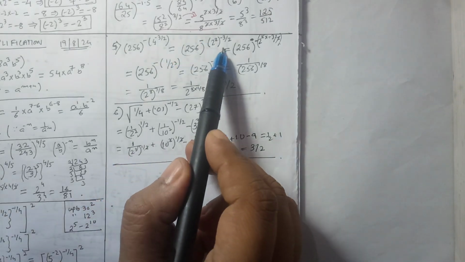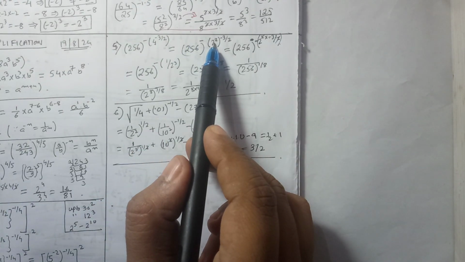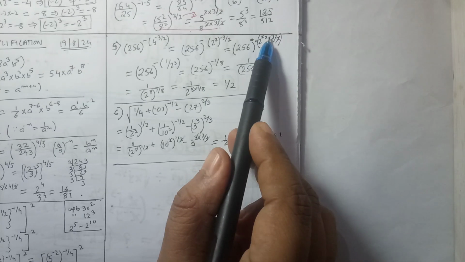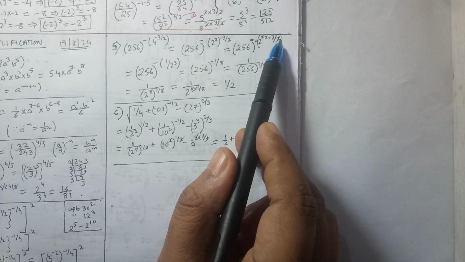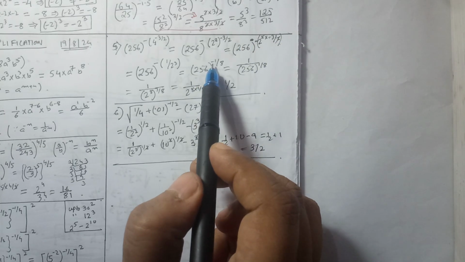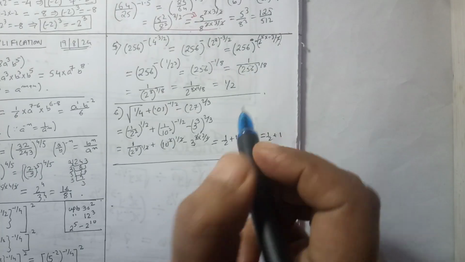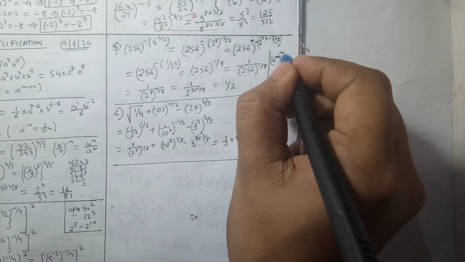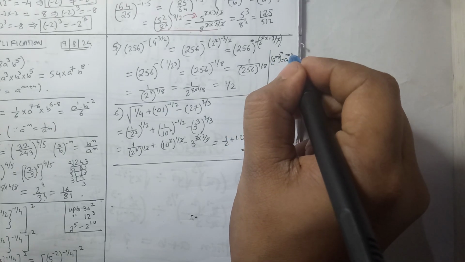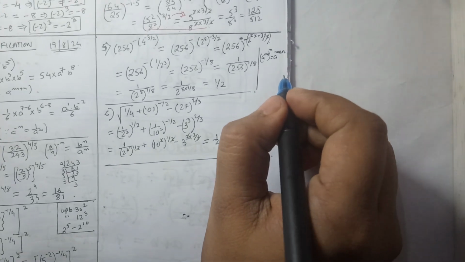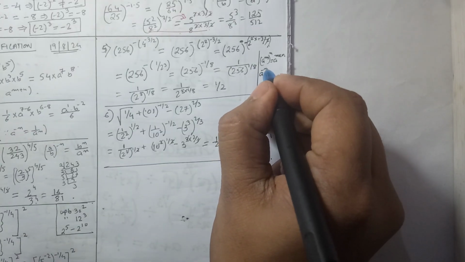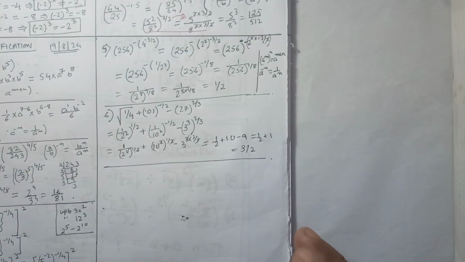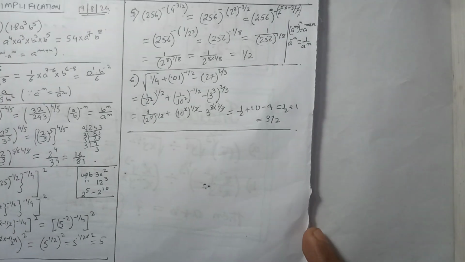What are the properties I am using here? Actually, it is nothing but a to the power of m to the power of n is a to the power of m into n. Correct? This property I used. Now anything to the power of minus will be reciprocal. So what are the two properties I used here? A to the power of m to the power of n is a to the power of m into n, and a to the power of negative n can be given as 1 by a to the power of n. That's it, isn't it? Okay.